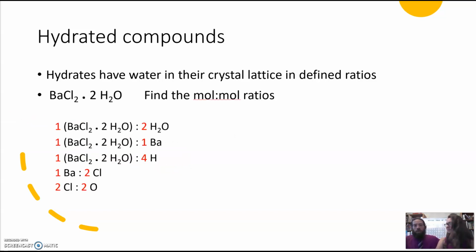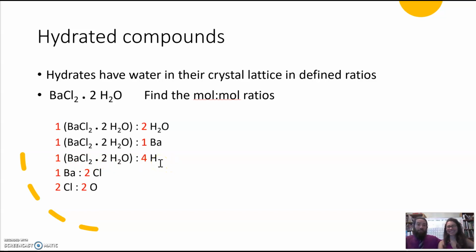So these water molecules are in defined ratios, meaning that for a particular compound, there's going to be a certain number of water molecules. So this barium chloride example has the 2H2O, so that's saying for every one barium chloride, we have 2 waters. And this just unlocks a whole bunch of mole-mole ratios. So we've got the mole-mole ratios in red here. So I can say for every one barium chloride dihydrate, there are 2 waters. For every one barium chloride dihydrate, there's 1 barium. For every one barium chloride dihydrate, there's 4 hydrogens, and so on.